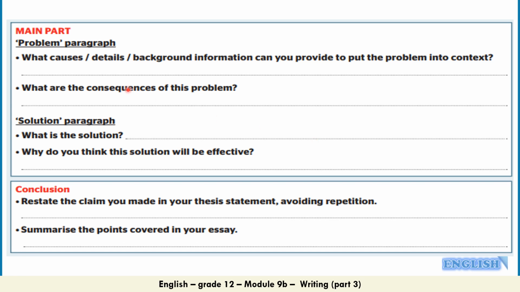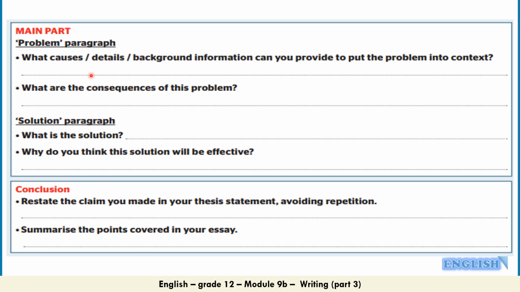In the main part, we have two paragraphs, one problem paragraph and one solution paragraph. What causes or details or background information can you provide to put the problem into context? What are the consequences of this problem? And in the solution, what is the solution? And why do you think this solution will be effective? This is the main part.